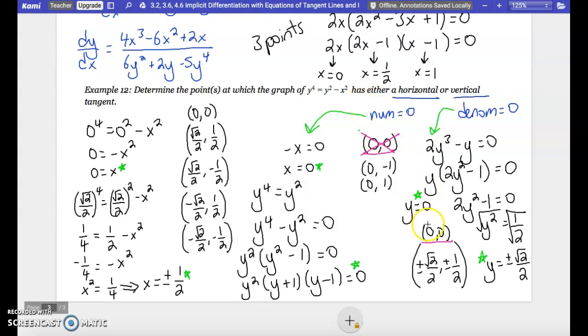So that works for this one down here. Your points where your graph has a horizontal tangent line would be 0, -1 and 0, 1. And the points where your graph would have a vertical tangent line would be 0, 0, and then plus or minus root 2 over 2, plus or minus 1/2.